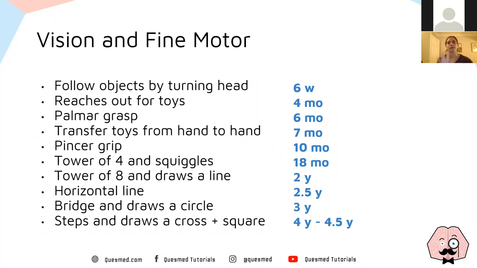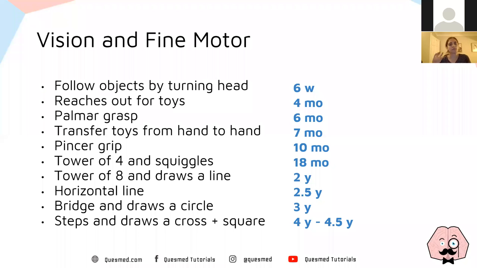This is not a very good hold, but they can at least secure them. At 7 months, they start passing objects from hand to hand. And then they develop further, finer skills. Now at 10 months, they can do pincer grip. And later on, we start talking about cubes and squiggles. So I would say up until a year of age, it's all about passing objects and holding them better. And then from a year onwards, they start to interact with the objects a lot better.